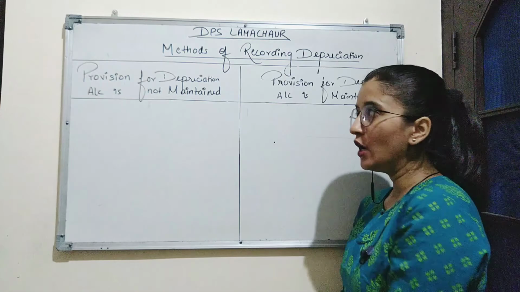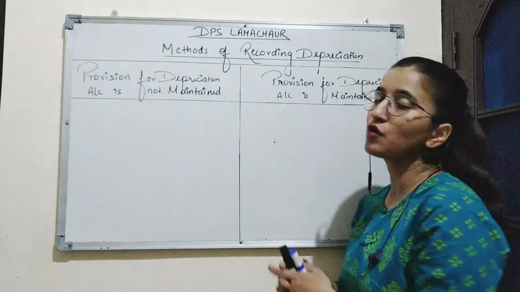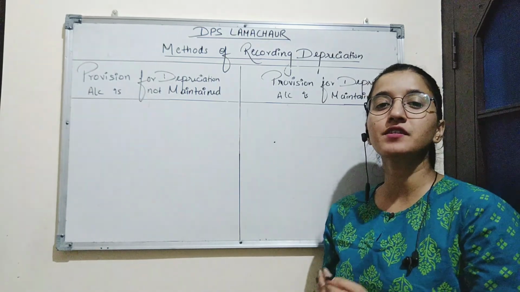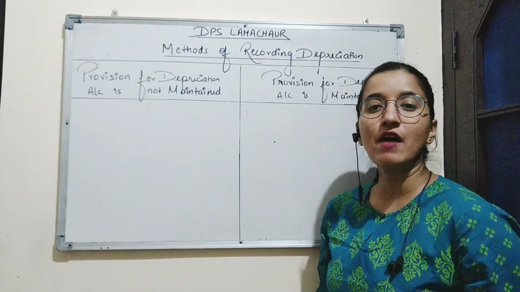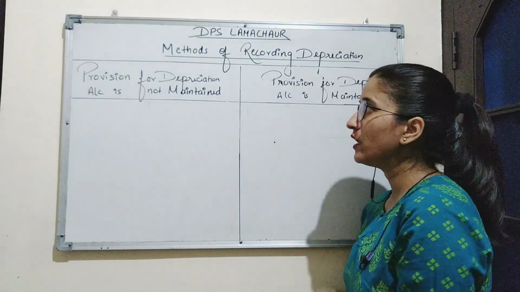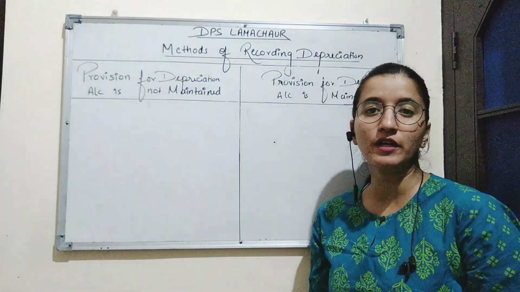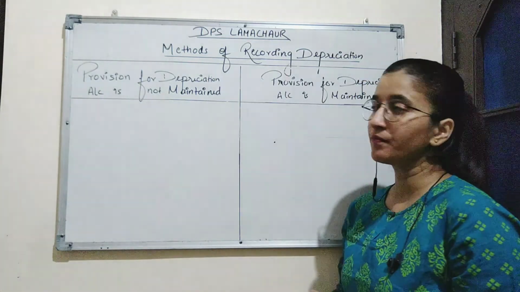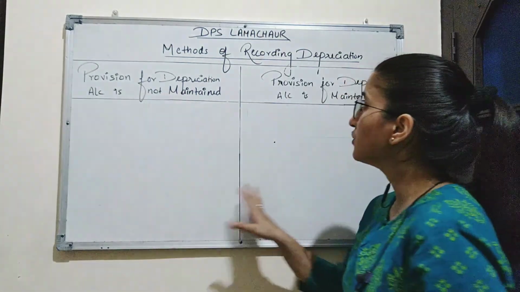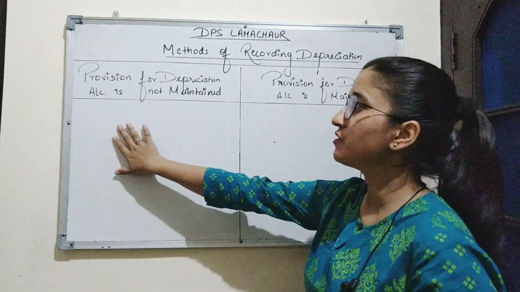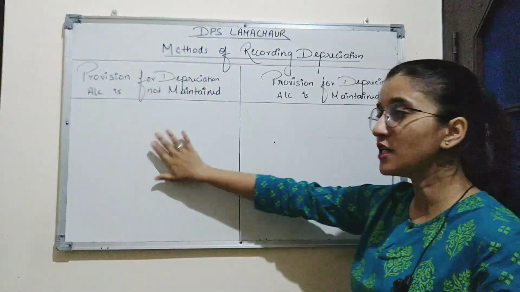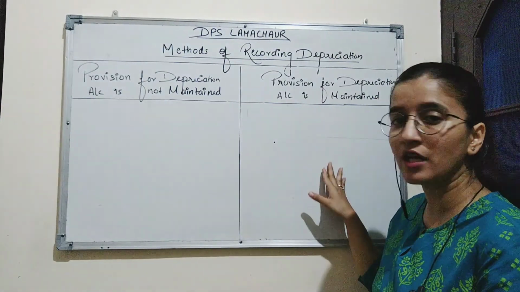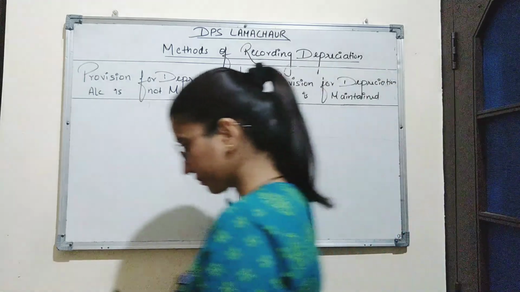Today in this session, we'll be discussing the methods of recording depreciation. As in the previous session, we have discussed the concept of depreciation and the factors affecting depreciation. Today we'll learn some methods of recording depreciation and also how to calculate the depreciation amount. There are two methods for recording depreciation. The first method is when the provision for depreciation account is not maintained, and the second is when the provision for depreciation account is maintained.